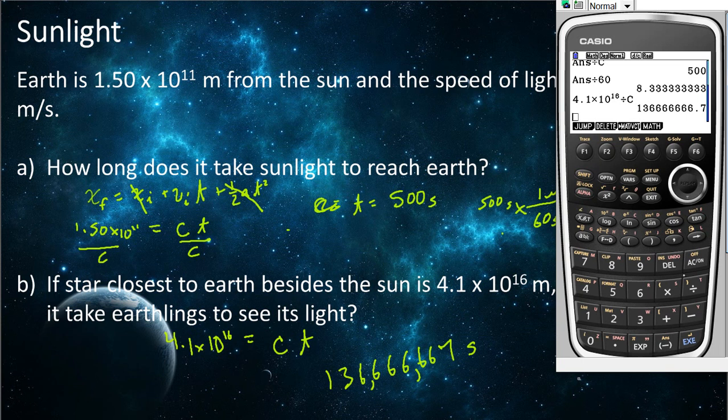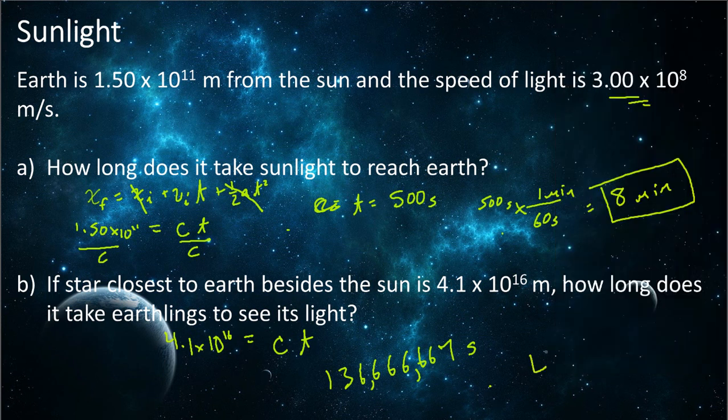So let's change it to minutes. I'll divide that by 60, which gives me minutes. And I'll divide that by 60 to give me hours. I'll divide that by 24 to give me days. And then I guess I could do years next, so divide by 365 to give me years. All right, so it takes about 4 years for that light to get here.